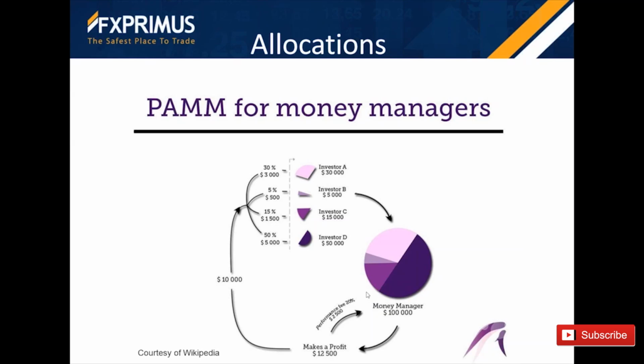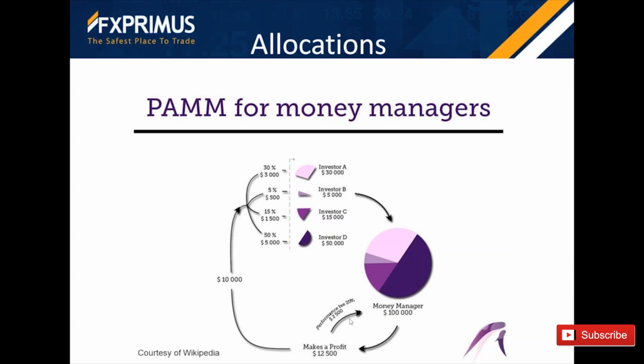Now, obviously, the condition for that PAMM account to be managed is a performance fee of 20%, and this performance fee is set by the money manager. Once he opens the PAMM account, he can set the percentage that he really wants to charge the clients on the profit that he will make at the end of the trading period.